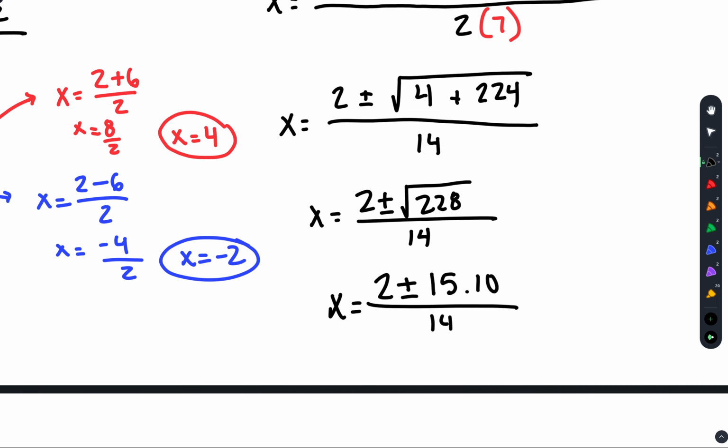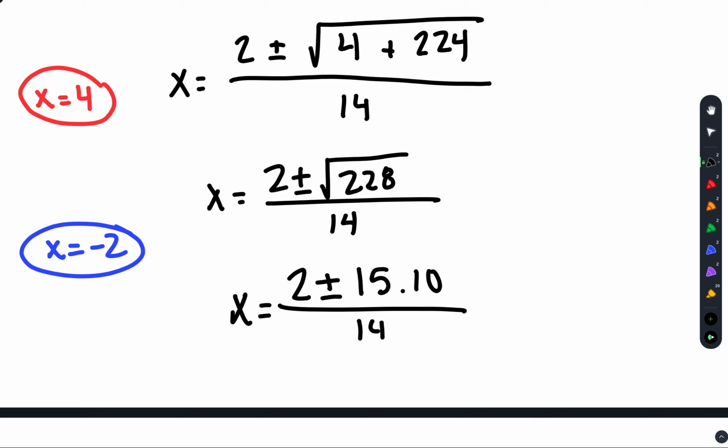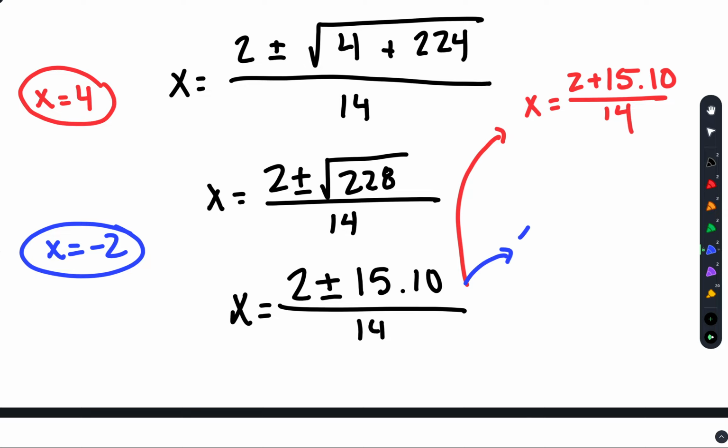Then how do I finish solving this? Remember, I need 2 answers. How do I get those 2 answers? x equals 2 plus 15.10 over 14. And then the other one is going to be x equals 2 minus 15.10 over 14.